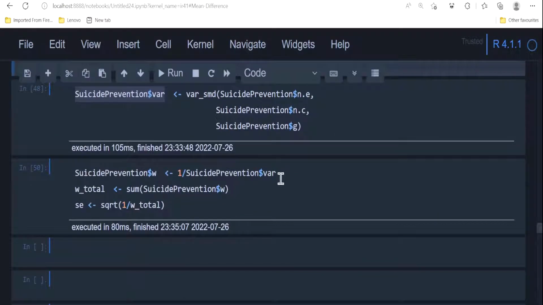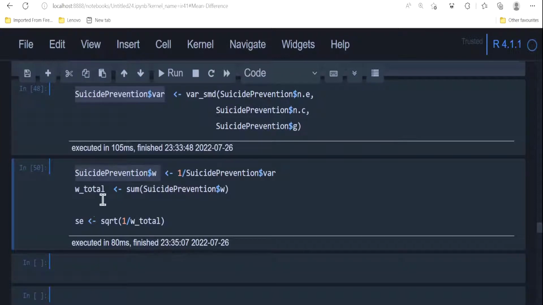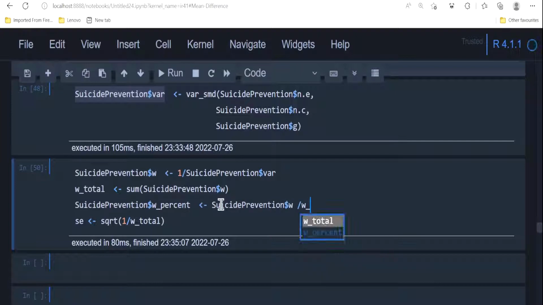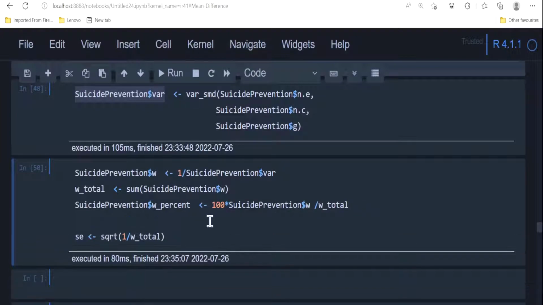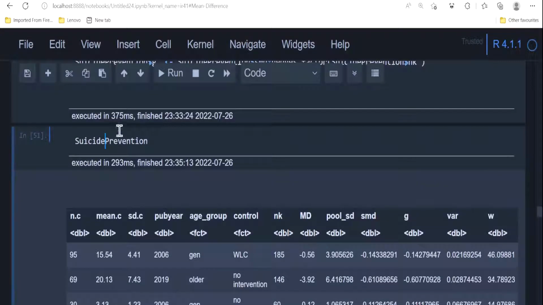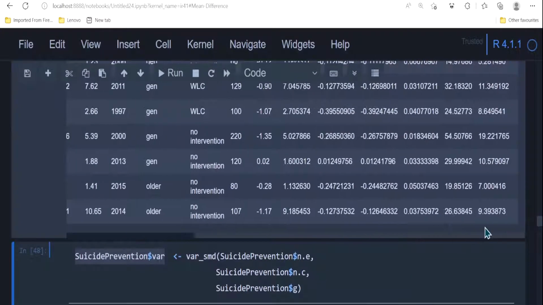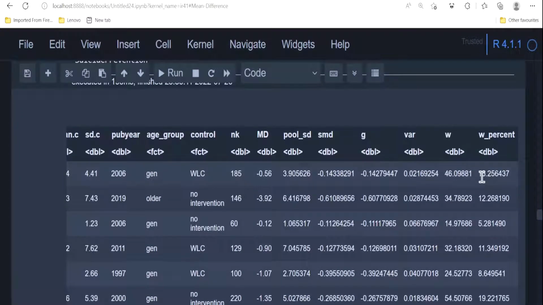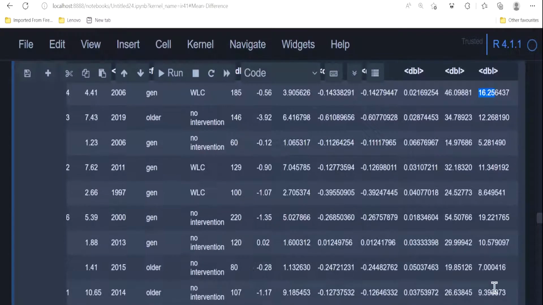Now I have the weight, but I need to calculate it in terms of percentage. This is how you calculate it. Let me call it weight percent, and that will be the individual weight divided by the weight total, times 100. That will give me the percentage value. Sometimes in publications or forest plots, people add percentage weights, but that's how you calculate it. Let me print that data so I can see the weight. So this is the weight in percentage. This study contributed 16% of the weight, and this one contributed 19.3, and then 19.2.